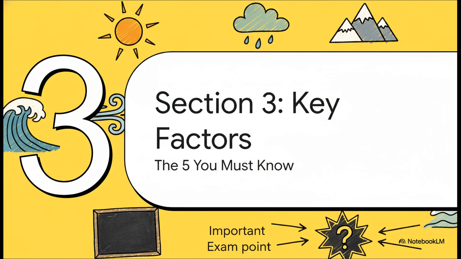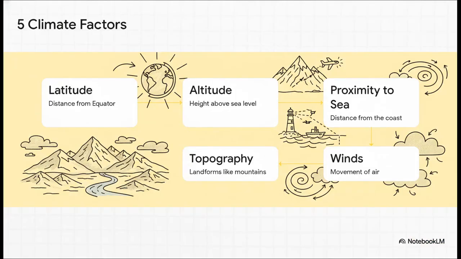These are the 5 key factors that control everything, and you can bet they'll be on your exam. Here's your list to memorize, so get ready. Latitude, altitude, proximity to the sea, winds, and topography. Let's just quickly break down a couple of these with some really clear examples.